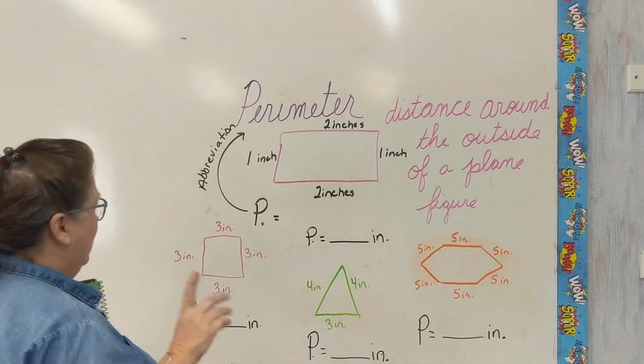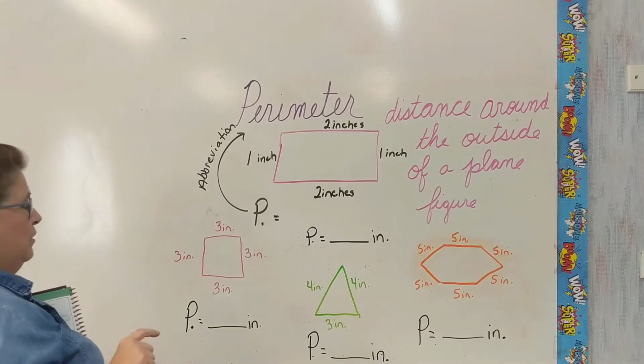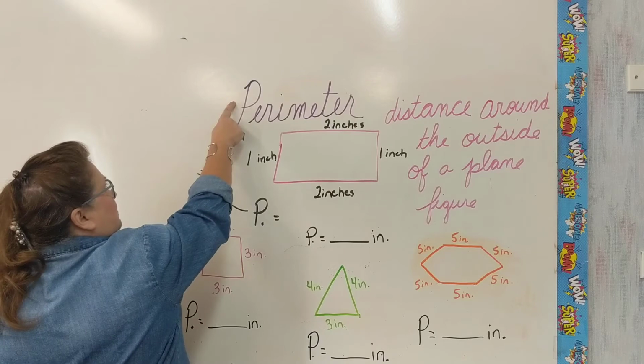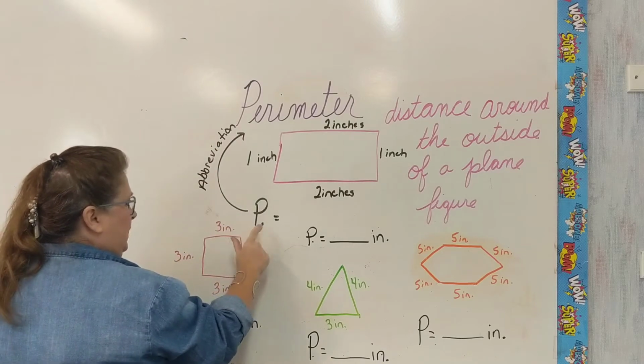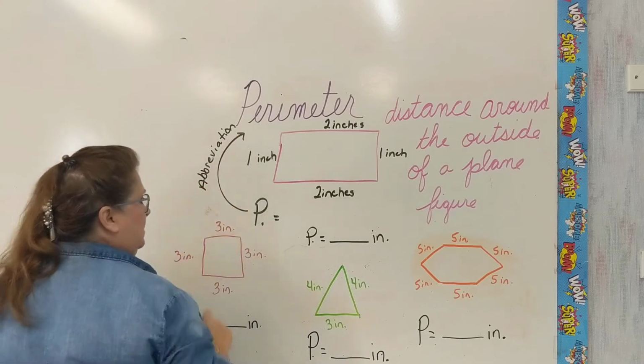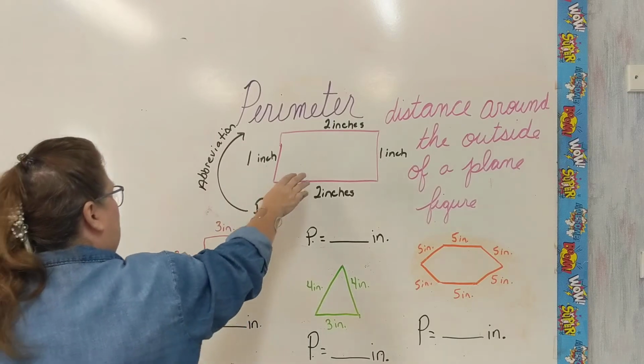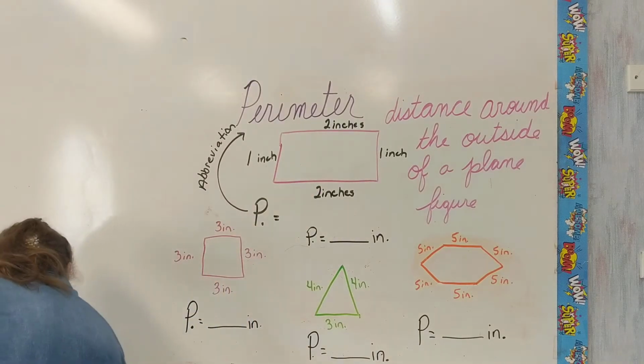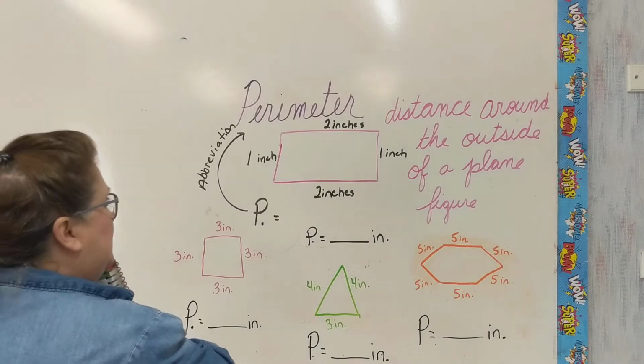All right, so when we write perimeter, capital P period is the abbreviation for perimeter. Just capital P with a period, and that means perimeter. So let's look at our rectangle here. So remember I said the distance around the outside is the perimeter.